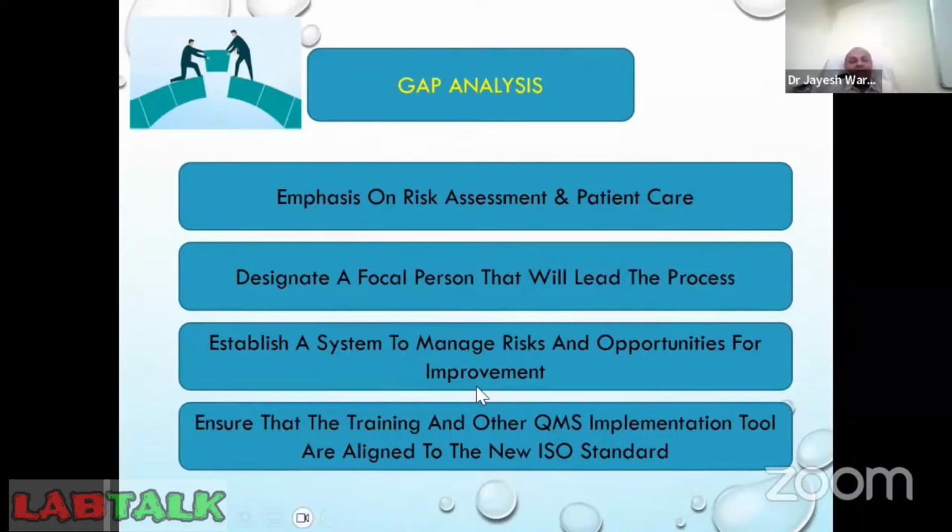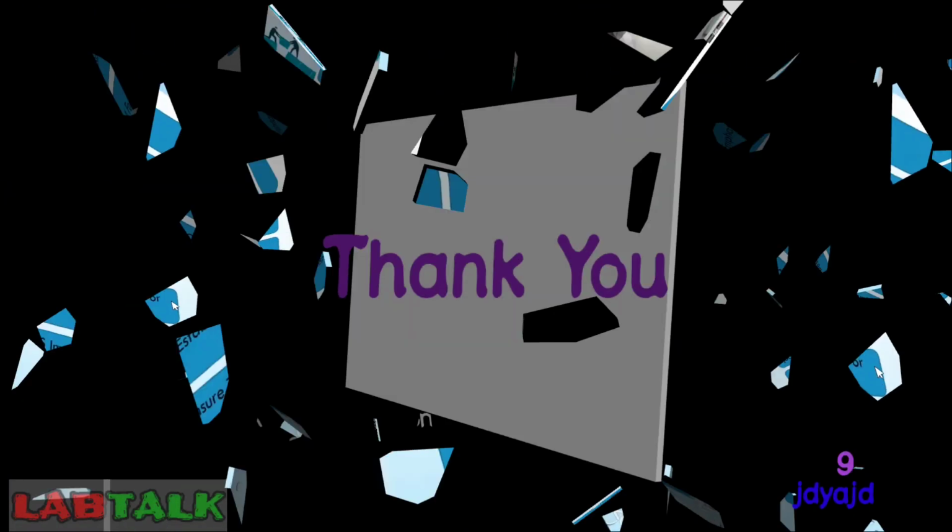After changing the process, you should have appropriate training on the new QMS implementation, because now we have implemented a new management system as per the new standard, ISO 15189:2022. The designated person must ensure that all the personnel in your laboratory are trained with respect to the new standard and the new management system.